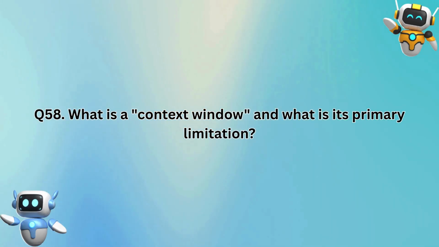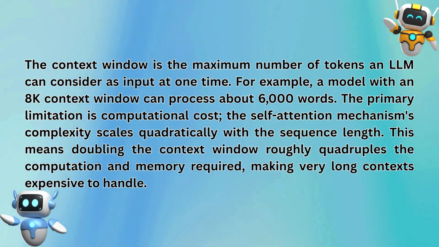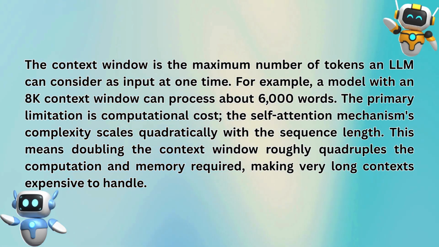What is a context window and what is its primary limitation? The context window is the maximum number of tokens an LLM can consider as input at one time. For example, a model with an 8K context window can process about 6,000 words.